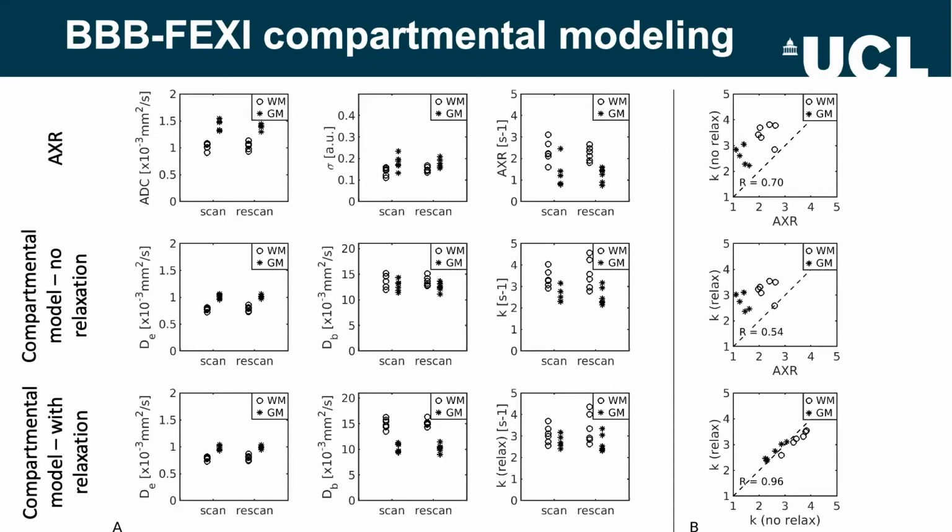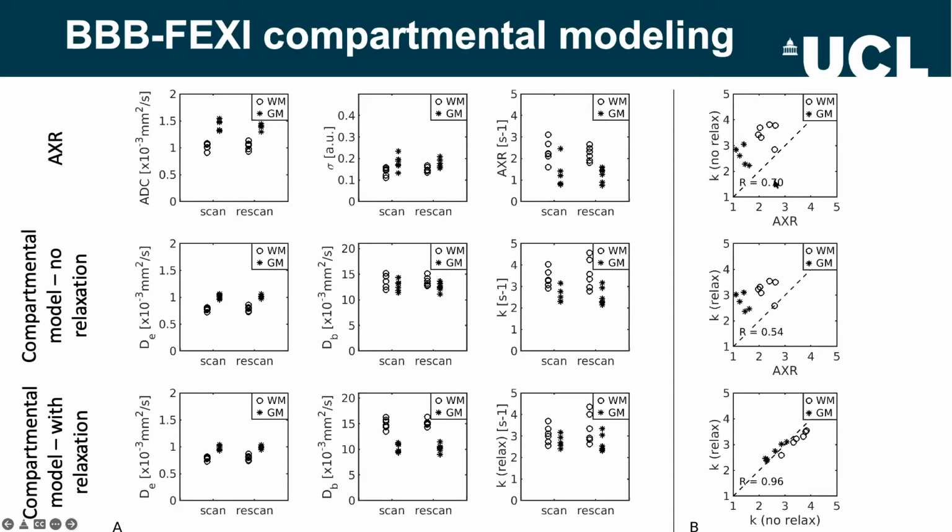What's the difference between the two plots at the bottom of the right-hand side? Both are labeled K. Yeah, sorry, I skipped over that. So this column on the right-hand side is just looking at the relationship between the different estimates of exchange. At the top we have on the horizontal axis the AXR, the traditional method, versus the exchange rate that we measure with the compartmental system.